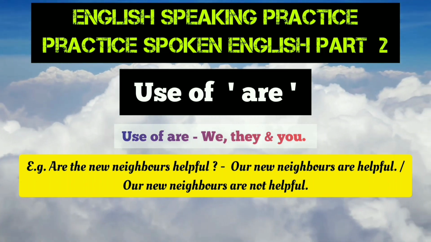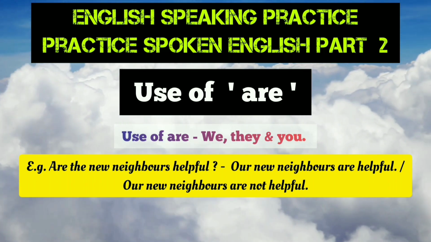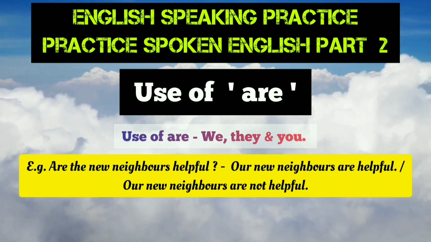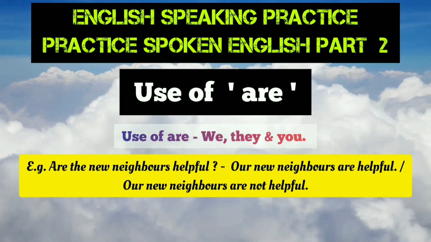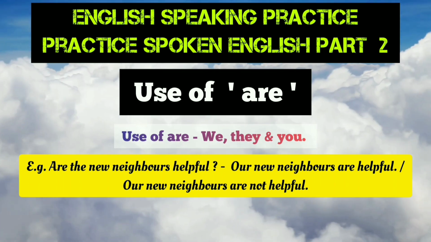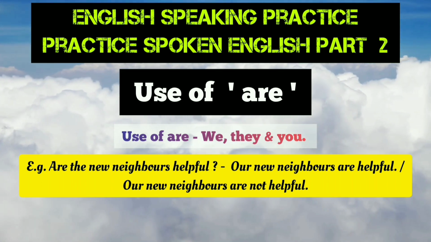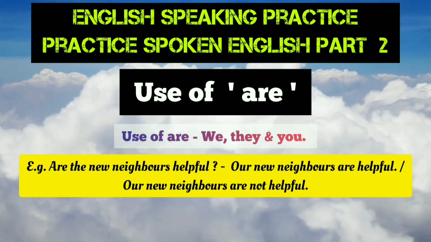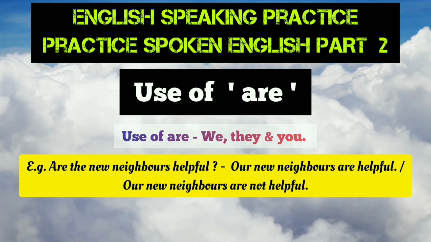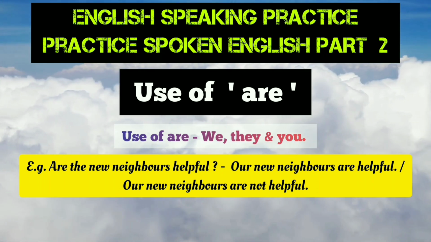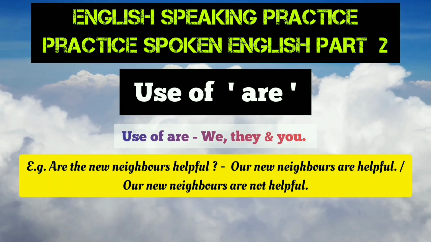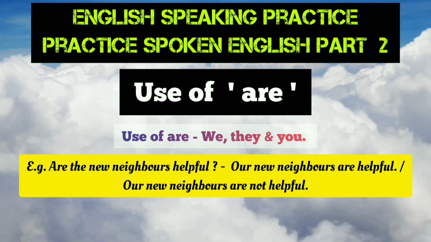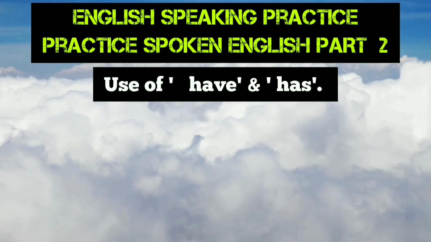So like this way you can use are to talk about third person plural, right? They, or we are talking about third person plural here. First is an interrogative sentence, are the neighbors helpful? And the second is an affirmative sentence, our new neighbors are helpful. And the third one is a negative sentence using are, our new neighbors are not helpful, and the contraction is aren't helpful. So up next we are also going to see the use of have and has. So let me show you, let me break it up.